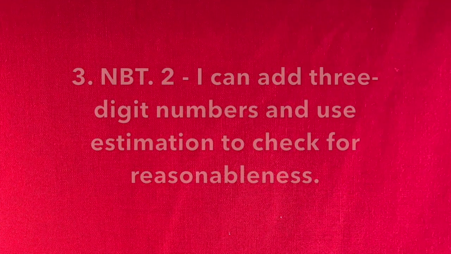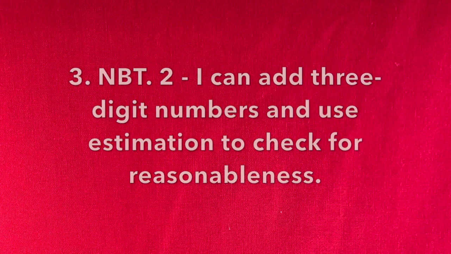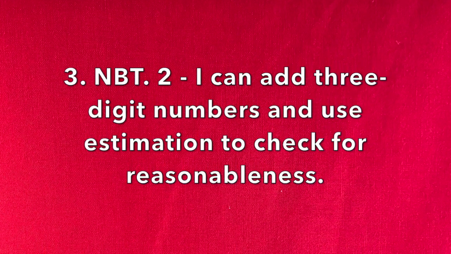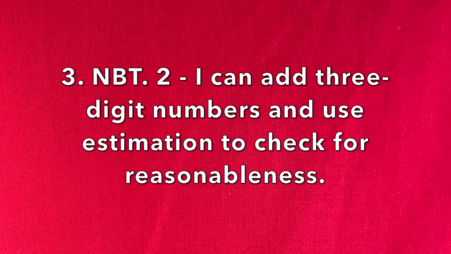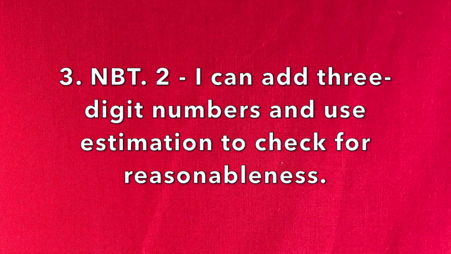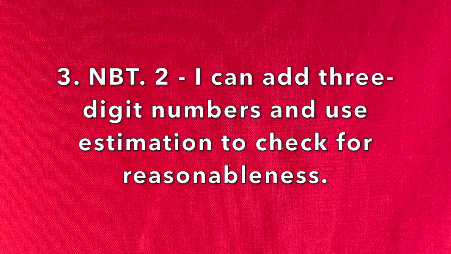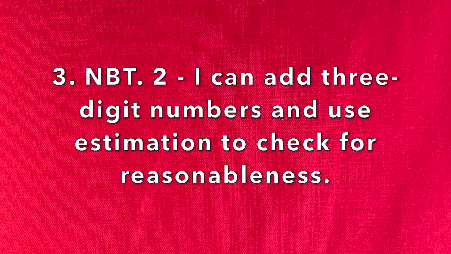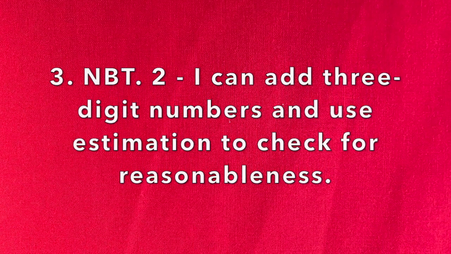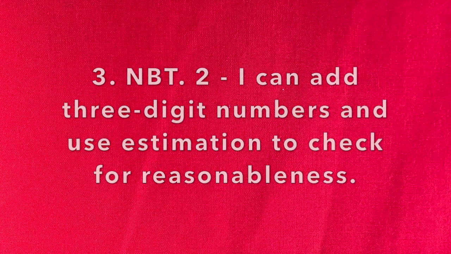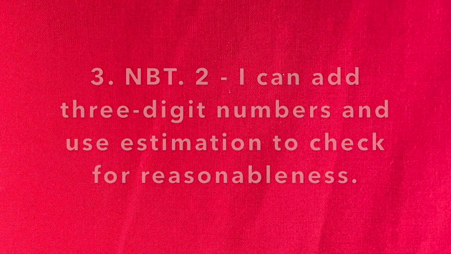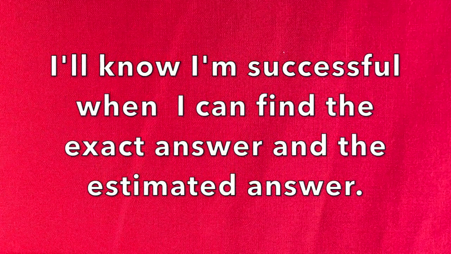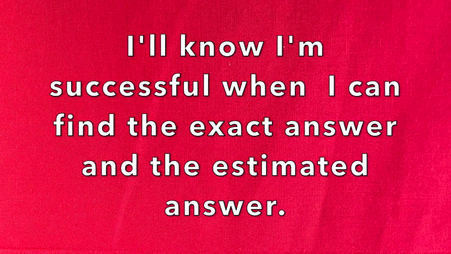So remember today we added 3-digit numbers, and our goal today was I can add 3-digit numbers and use estimation to check for reasonableness. Remember, our first step was we added like normal, found our exact answer. Part 2 is we used estimation. We got an estimated answer. And then part 3 was we checked for reasonableness. Is it reasonable or is it not reasonable? And so we did all 3 of those things today. And I'll know I'm successful when I can find the exact answer and the estimated answer when I add.